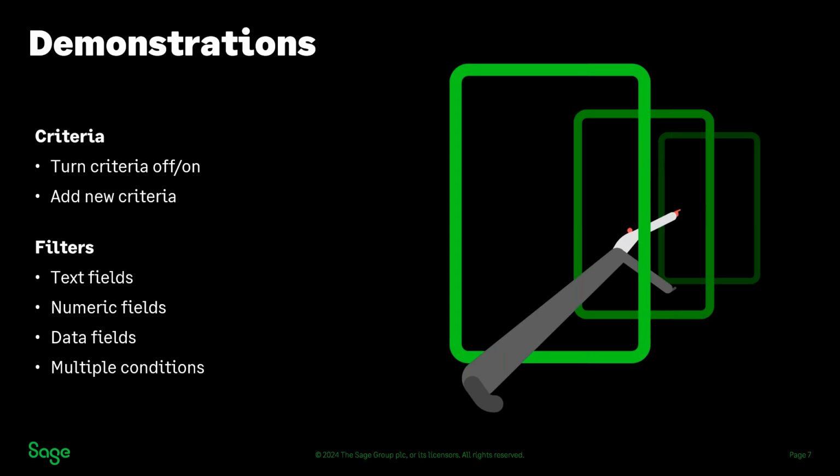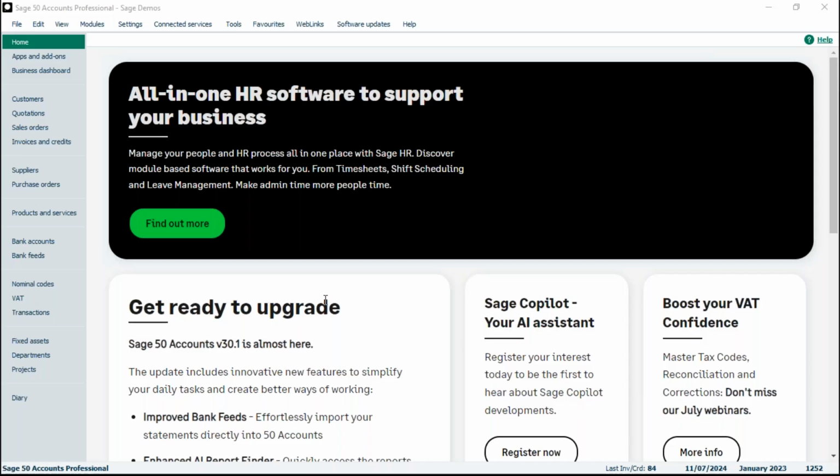So back to my screen. You see my desktop at that point. I'm going to be using version 30 this afternoon. Now, by default, most of the standard reports in Sage 50 Accounts will have one or more criteria applied. For example, the ability to enter a date range, customer range, nominal range, etc. So when you run the report, that's when you'll be prompted for that.